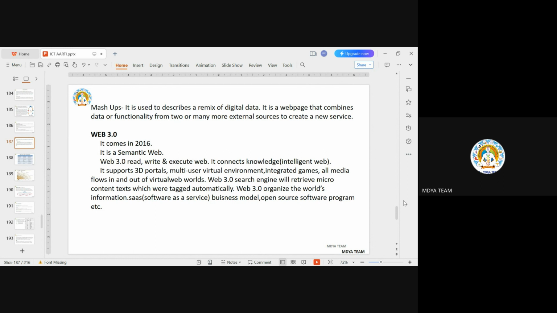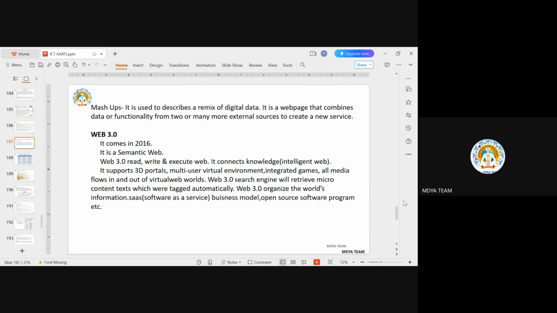The word used for Web 1.0 is crawl, like a baby crawling. Web 1.0 is like a crawl, Web 2.0 is like a walk, and Web 3.0 is like a run. Now it connects knowledge. It is an intelligent web.